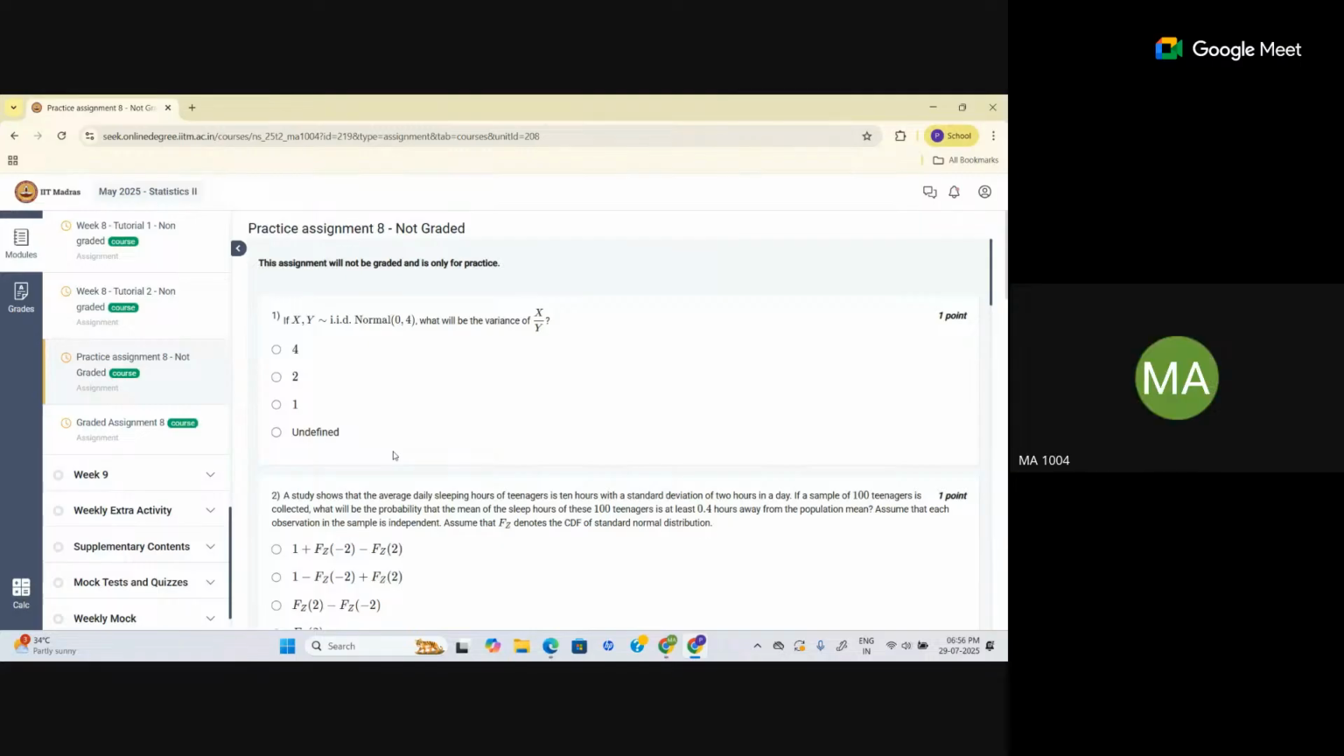So again, this is from x divided by y following a certain distribution, Cauchy. If x and y are following IID normal distribution, then x divided by y follows Cauchy distribution. And for Cauchy distribution, mean is not defined, so the answer will be undefined.